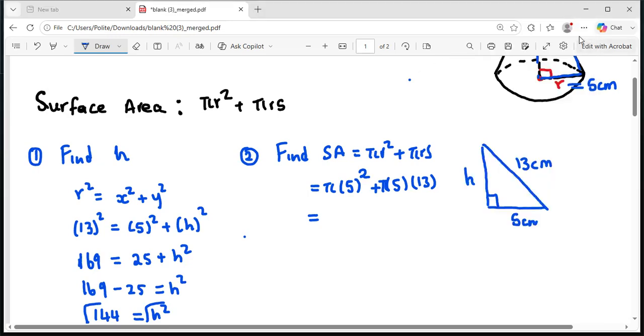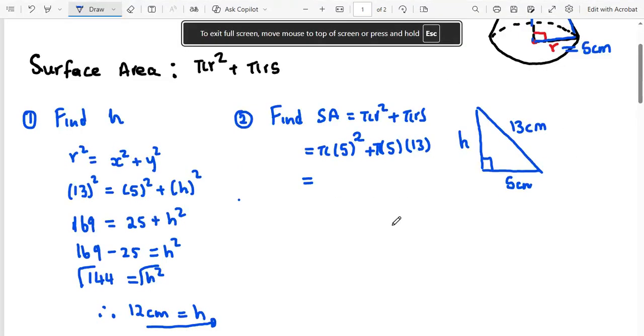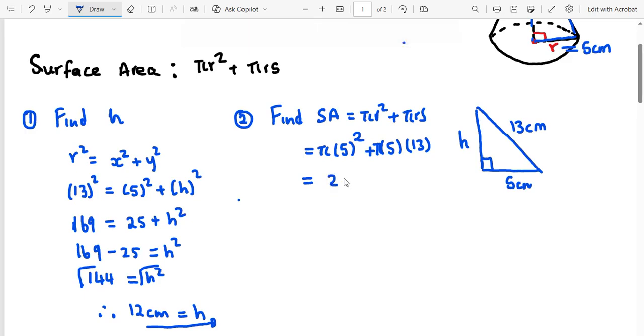Now, since you will be doing matric next year, there's something that I need to highlight. If this is 282.74, don't leave your answer like this. Surface area should be in centimeter squared. And also your H, don't say 12, but you should say 12 centimeter. They also look out for that SI unit, okay? And that's it for this one.